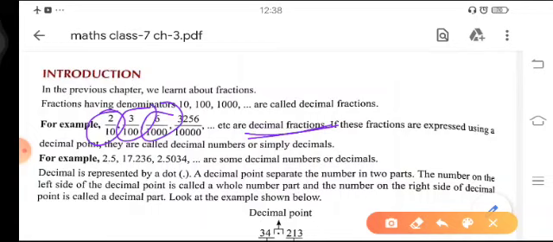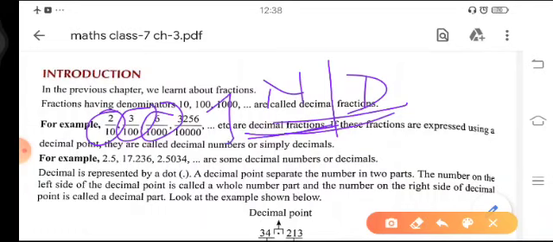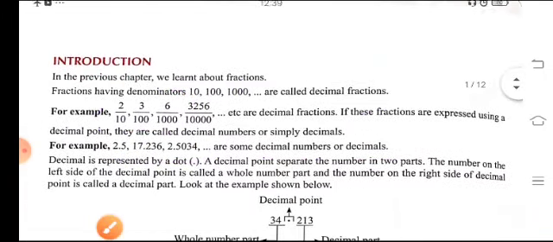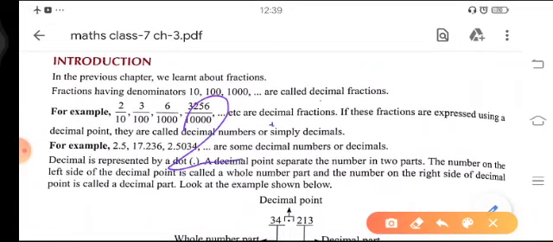Why are they fractions? Because they are represented with the help of a numerator and a denominator. When we write these decimal fractions with the help of a decimal point like this, they are known as decimal numbers or decimals. While writing a number like 2.5, how are we writing it? 2.5. This point is known as a decimal point.